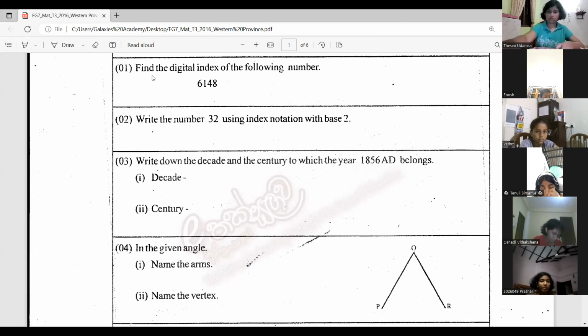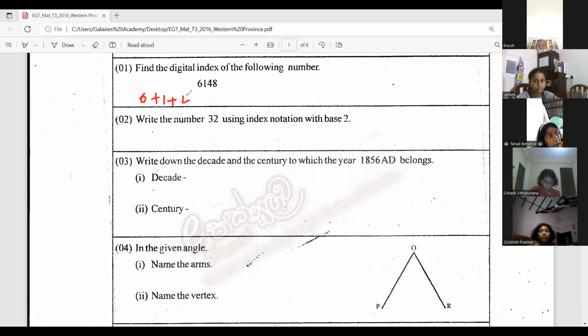The first one: find the digital index of the following number. I think you remember the method of finding the digital index in grade 6, sorry, grade 7, lesson number 4. You studied about the digital index finding method. Do you remember how you have to find the digital index? You have to add all the digits of the given number. What are the digits? 1, 6, 1, 4, 8.